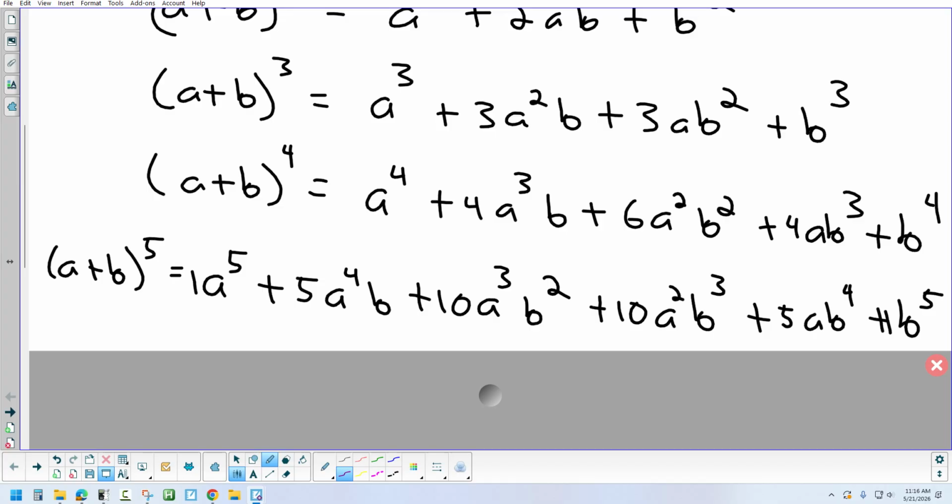So these are all series. They're all a finite series. You're adding a bunch of terms together, but it's not an infinite amount. We're not doing anything with infinite amounts. But looking at the different expansions, does anybody notice any patterns?